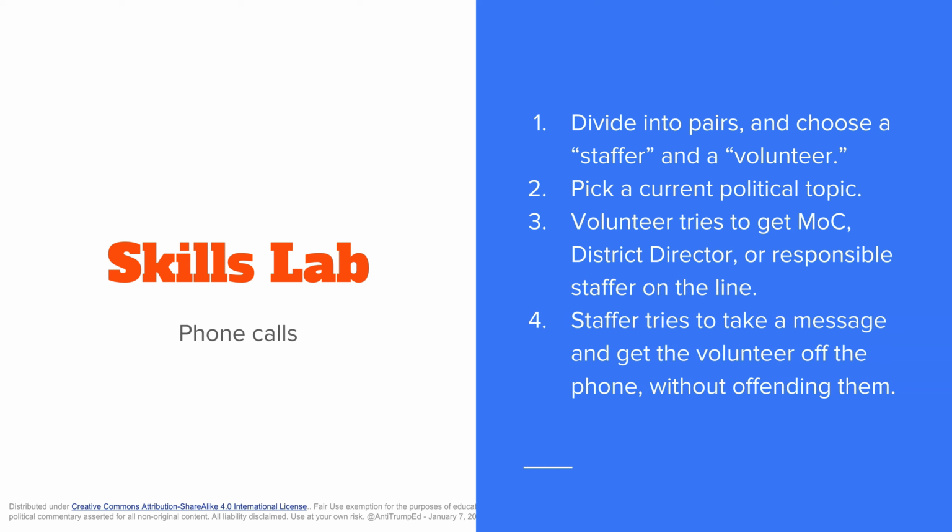Now, on the other hand, the staffer tries to just take a message, get the zip code, and get that person off the phone, but without offending them. Practice all the different ways you can think of in order to get around the wall of the person who answers the phone and get to the person you actually want to talk to.